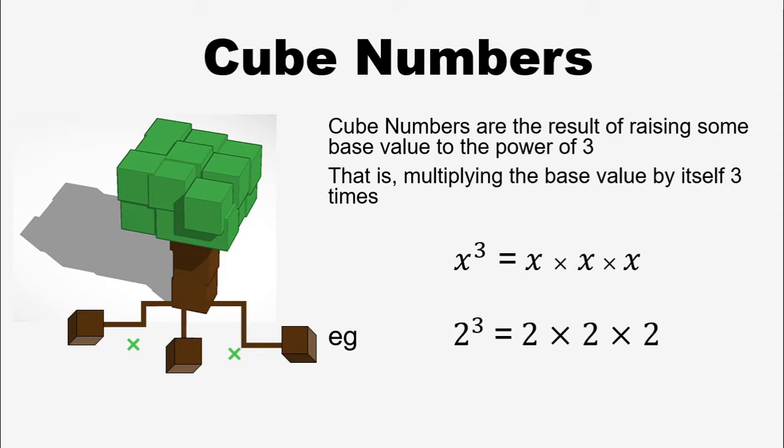We could use a number to show this as well. So 2 to the power of 3 means 2 times 2 times 2. And in the example that we did in our cube numbers lesson, we said that cube numbers grow on cube trees and they come from their cube roots. 2 would be the cube root of 8, because 2 times 2 times 2, or simply 2 cubed, is equal to 8.